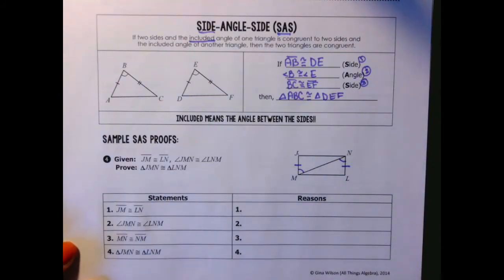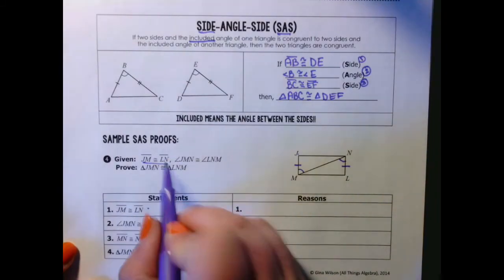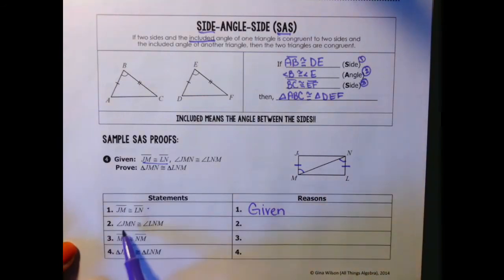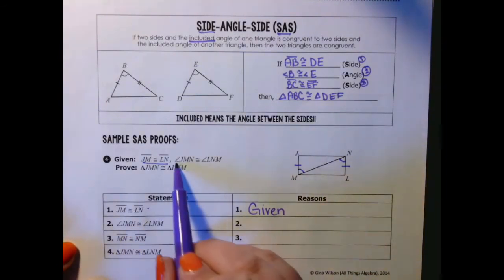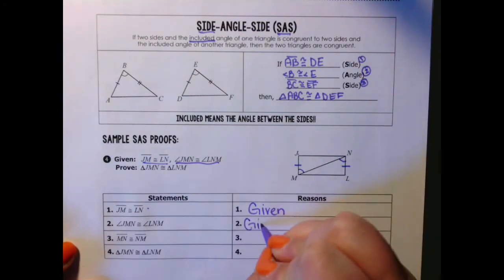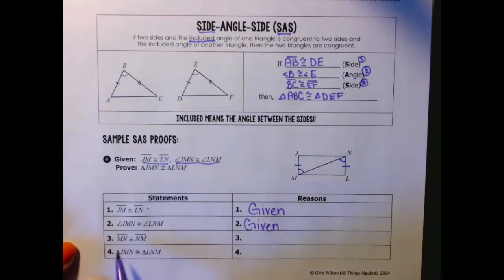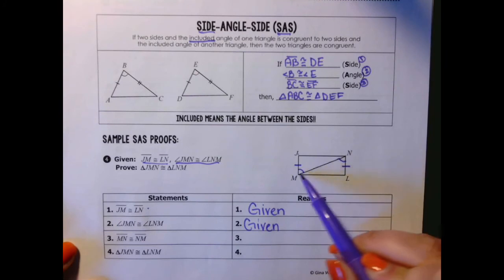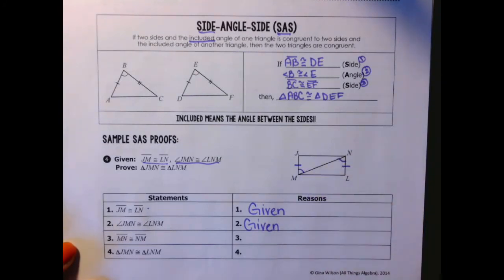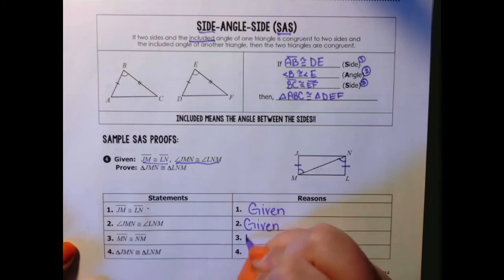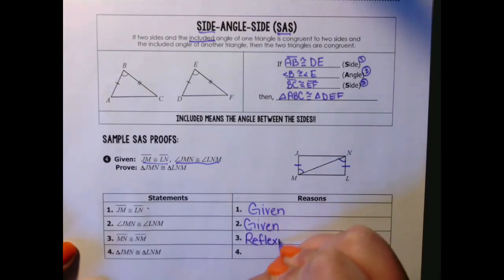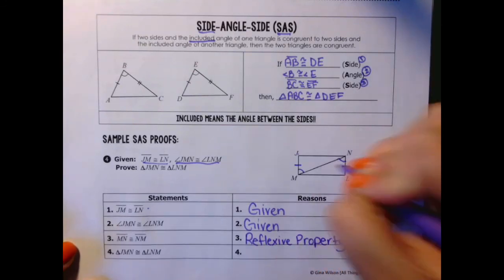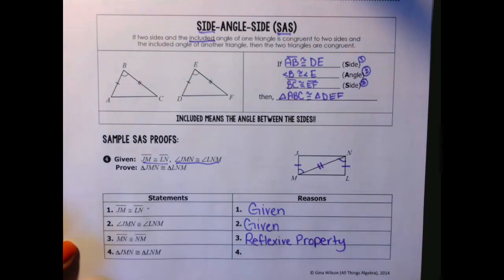So my first statement, JM is congruent to LN. That is going to be given. Angle JMN is congruent to angle LNM. Once again, given. Then I have MN is congruent to NM. So that's saying MN, this side here, is congruent to NM, that same side, that shared side. If it is a shared side, that is going to be the reflexive property. So we know those two sides are going to be congruent because they're the same side.